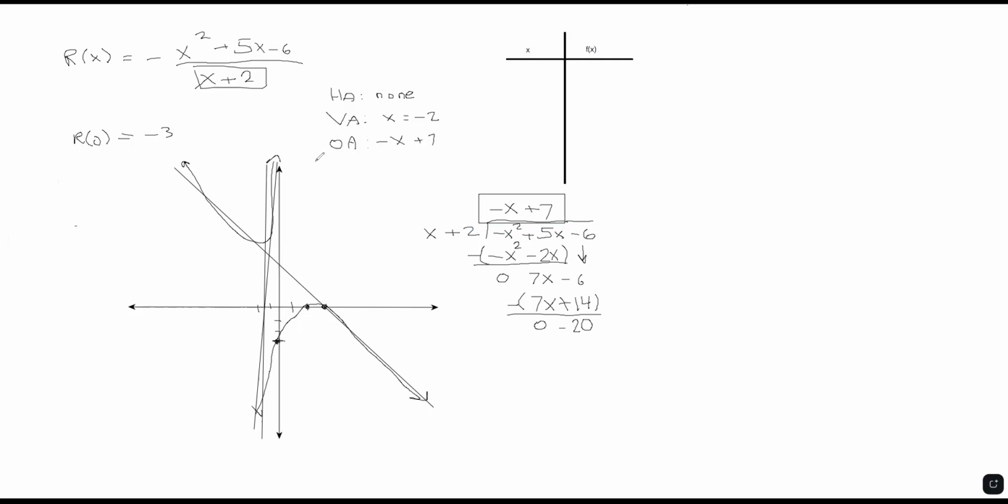So remember that horizontal and vertical asymptotes are just singular values. For example, a horizontal asymptote could be like y is equal to 2. A vertical asymptote is also a single value, like x is equal to negative 2. But an oblique asymptote's not like that. An oblique asymptote is always a linear function. So this linear function right here, negative x plus 7, is our oblique asymptote.